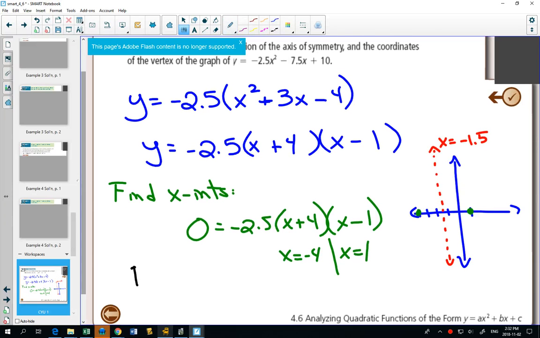If you want to find your y-intercept, finding a y-intercept means you're going to plug in 0 for x, because it's going to cross your y-axis. It's probably easiest to go to your original equation and plug in 0 for x, because then you're going to get y equals -2.5 times 0 squared minus 7.5 times 0 plus 10. And from that, it might be really easy to see that your y-intercept is going to be 10.